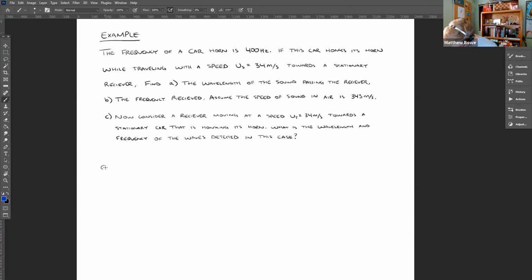For this first part, we want to find the wavelength, and for part B, we want the frequency. Okay, so those two things should be pretty simple. Wavelength, that will be V minus S over frequency. And that back out.